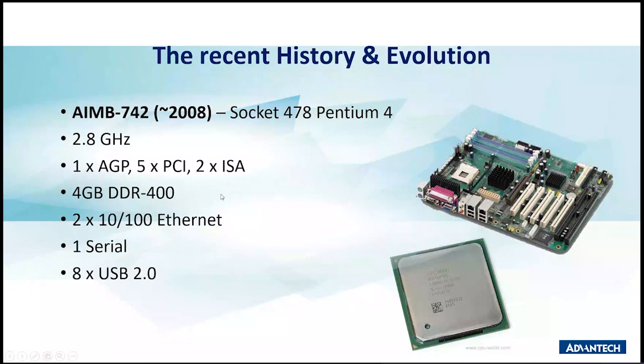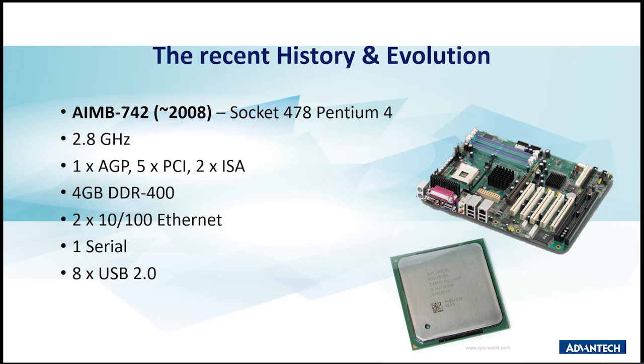And in 2008, as you can see there on the right-hand side, for people who know what they're looking at and can identify some things, we've got a pretty old type of board. Now that board there was the AIMB 742. It was in big circulation in 2008. In fact, the reason I picked this one out is because 12 years ago, this was a board that we sold by the shipping container load, proverbially.